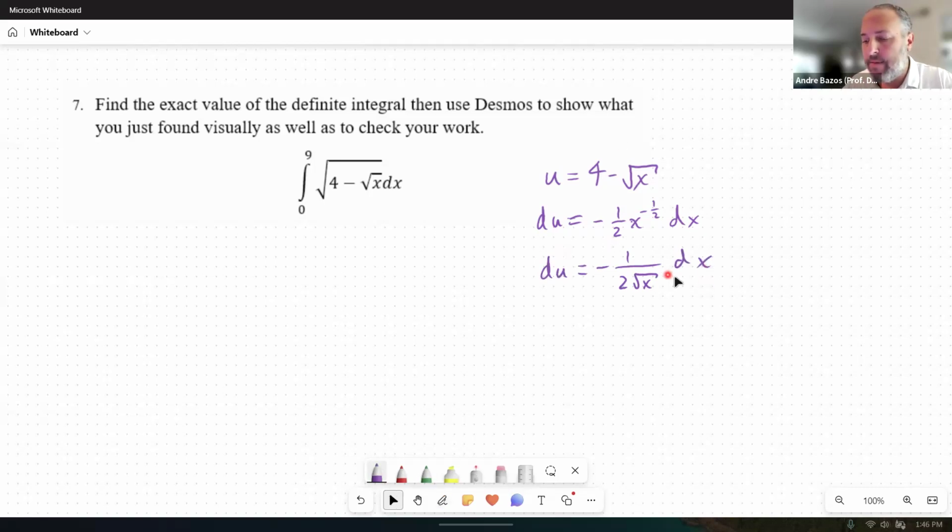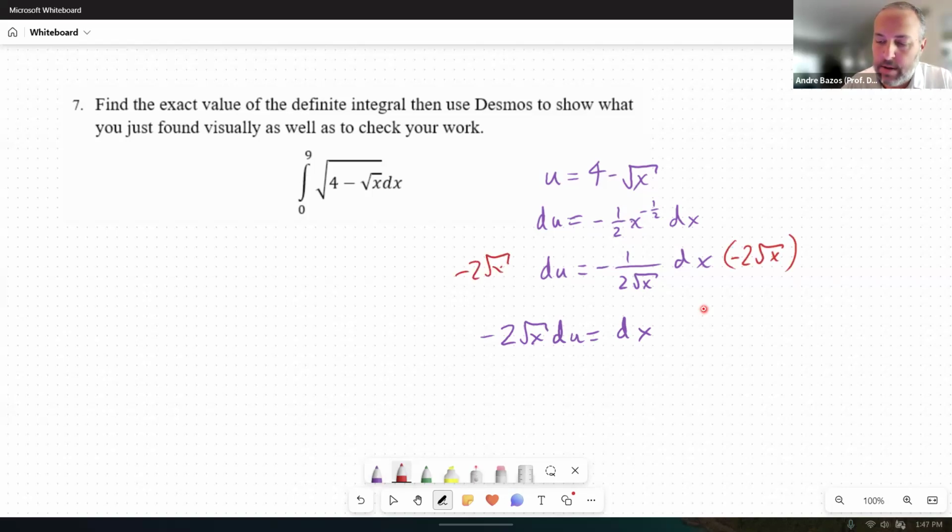So I don't have this stuff right here, so let's push it off to the side. I'm going to replace dx by multiplying by negative 2 square root of x on both sides. I get negative 2 square root of x du equals dx. So I just multiply by negative 2 square root of x on both sides of this equation. Okay, so that's what we got.